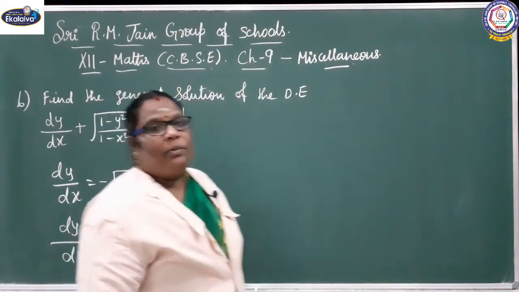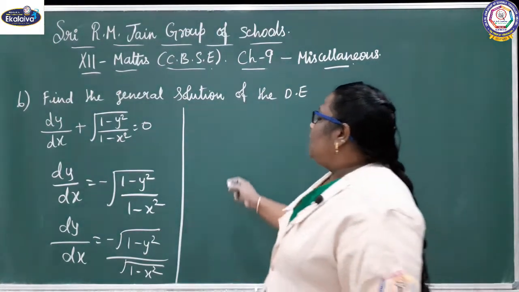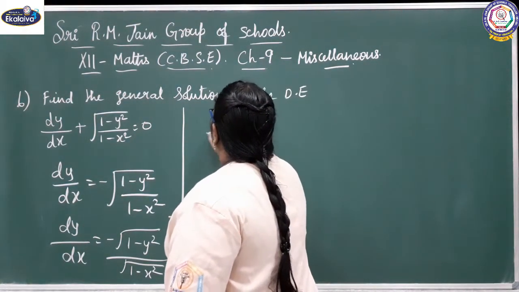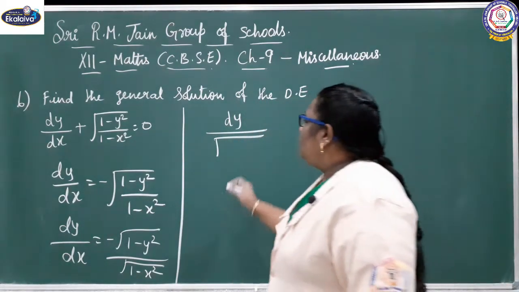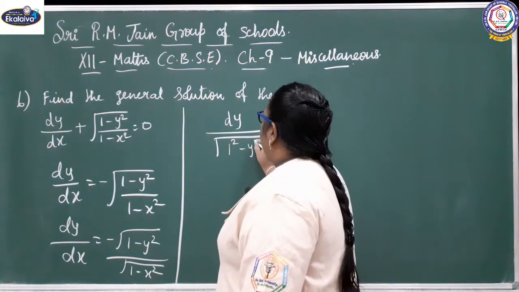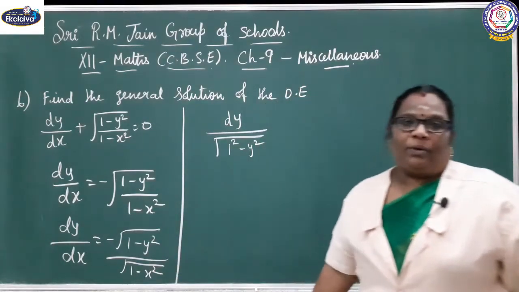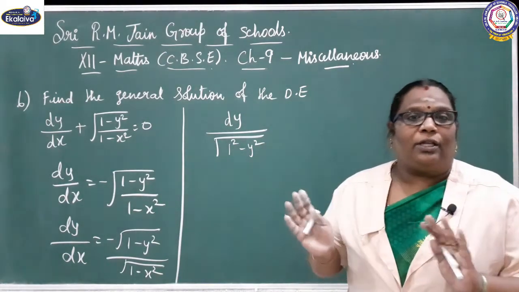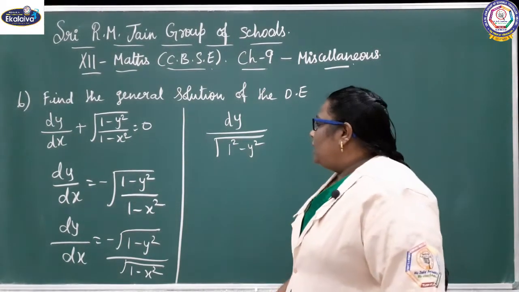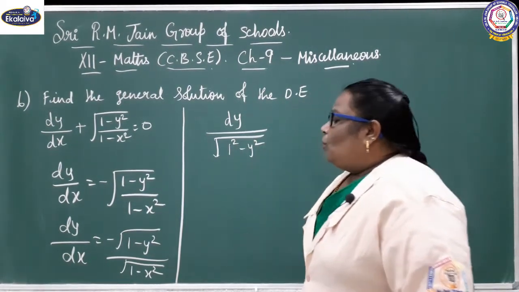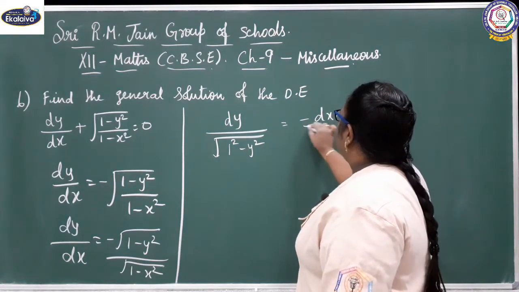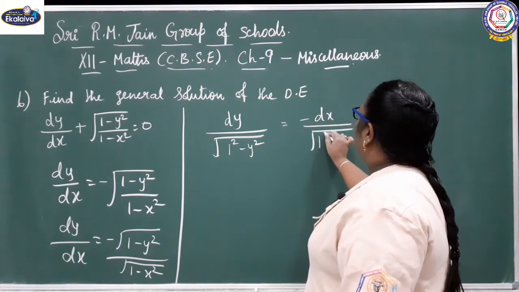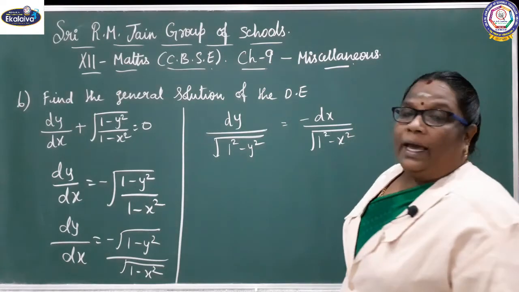By variable separable method, dy by root of 1 minus y square, because dy and dx should be in the numerator. Dy by root of 1 minus y square equal to minus dx by root of 1 minus x square.